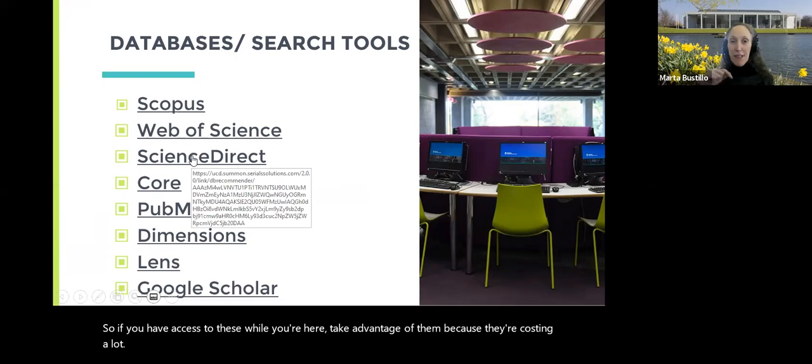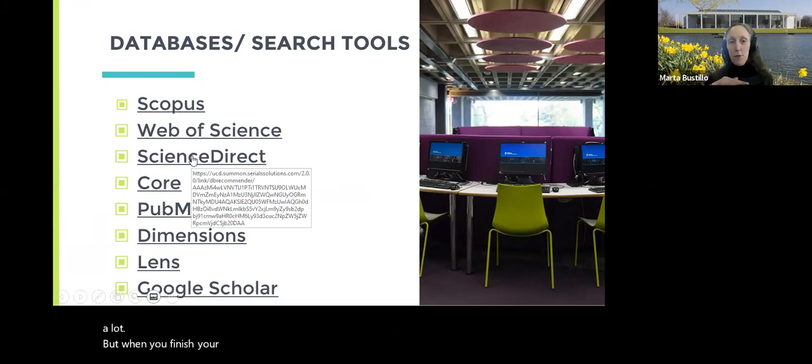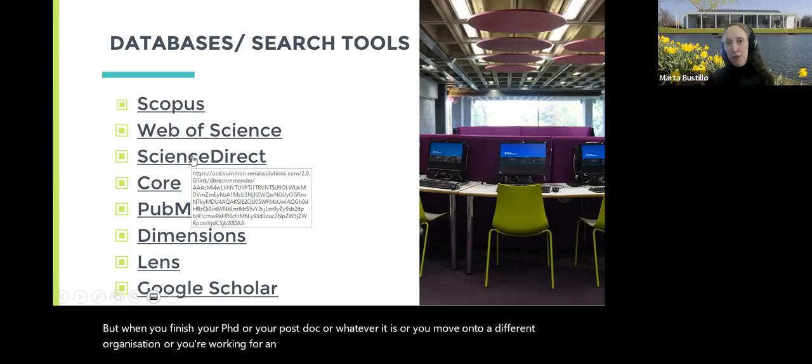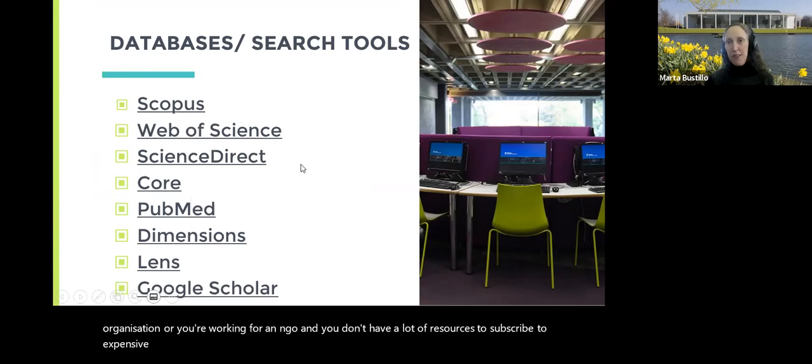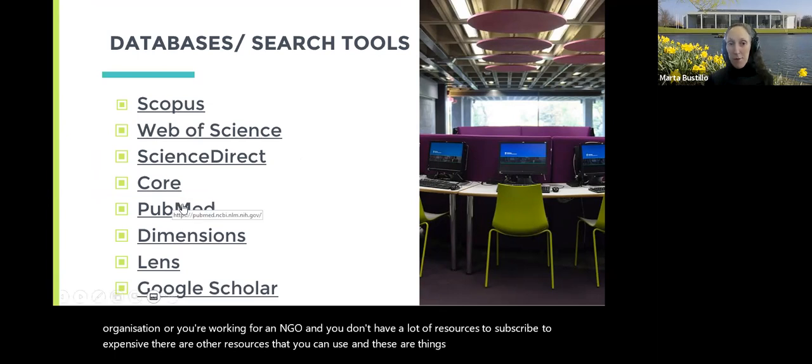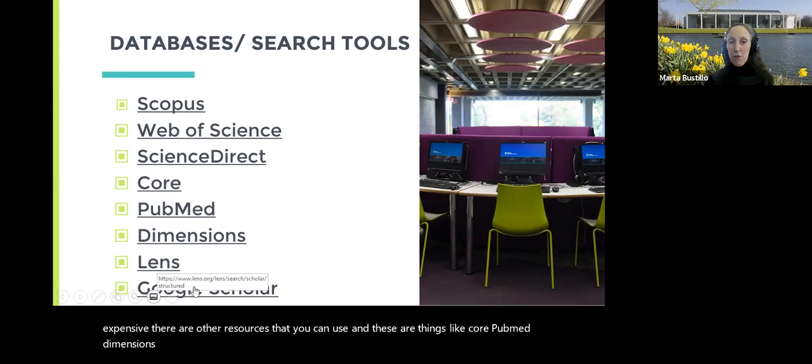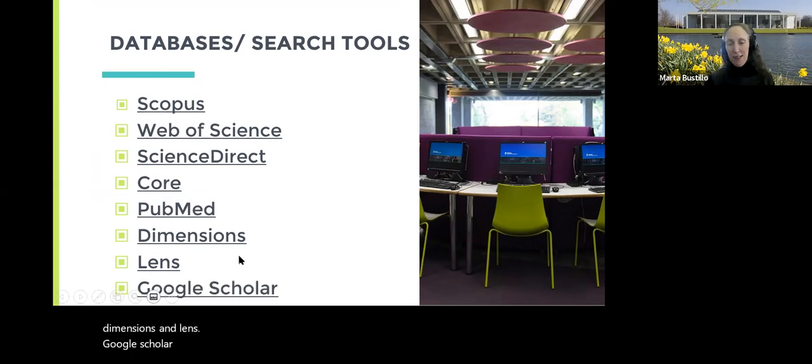But when you finish your PhD or your postdoc or whatever it is, or you move on to a different organization, or you're working for an NGO and you don't have a lot of resources to subscribe to expensive databases, there are other resources that you can use. And these are things like CORE, PubMed, Dimensions, and Lens. Google Scholar is a separate thing, and I'll talk about it in a minute. So CORE, PubMed, Dimensions, and Lens.